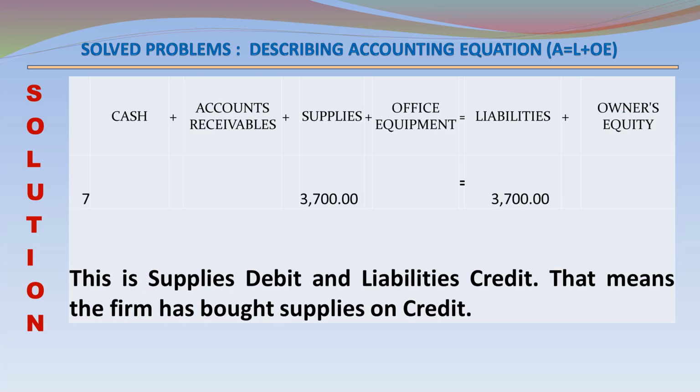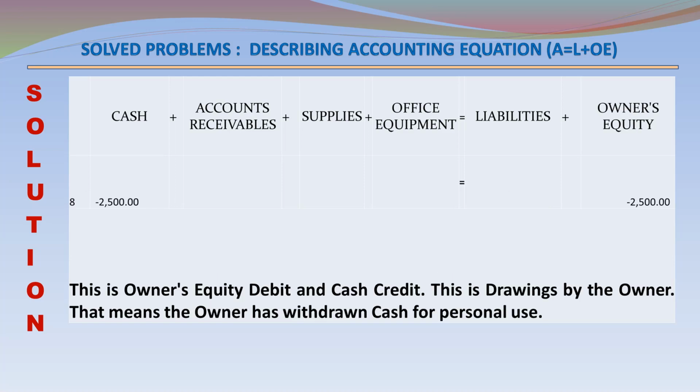Transaction number 7. 3,700 supplies, 3,700 liabilities. This is supplies debit and liabilities credit. That means the firm has bought supplies on credit. Transaction number 8. Cash minus 2,500, owner's equity minus 2,500. This is owner's equity debit and cash credit. This is drawings by the owner. That means the owner has withdrawn cash for personal use.